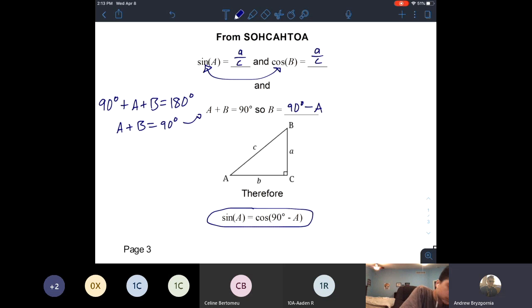Now, I haven't taught you how to use your calculator in order to solve these yet. I will do that, just not yet. But we could use our calculator to check that that is correct. But also, if we just draw a triangle like this, we can use the triangle as well to confirm that they are the same thing.